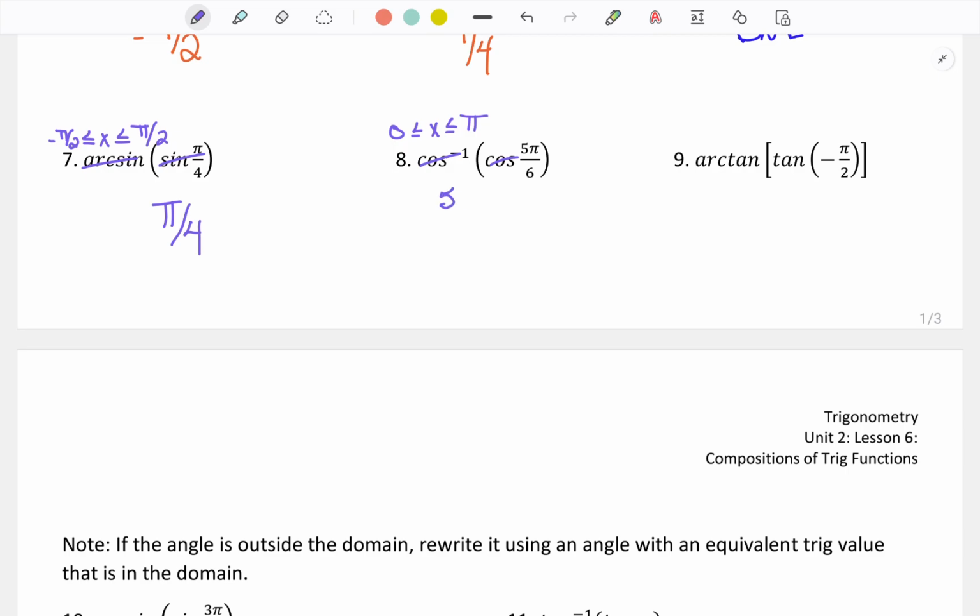So this is 5π/6. And then we have the arctangent of tangent. So we are looking at being between -π/2, but remember that this is just less than, not less than or equal to, which is less than π/2. Since we have a -π/2, then this is not in the domain, and so this value does not exist.